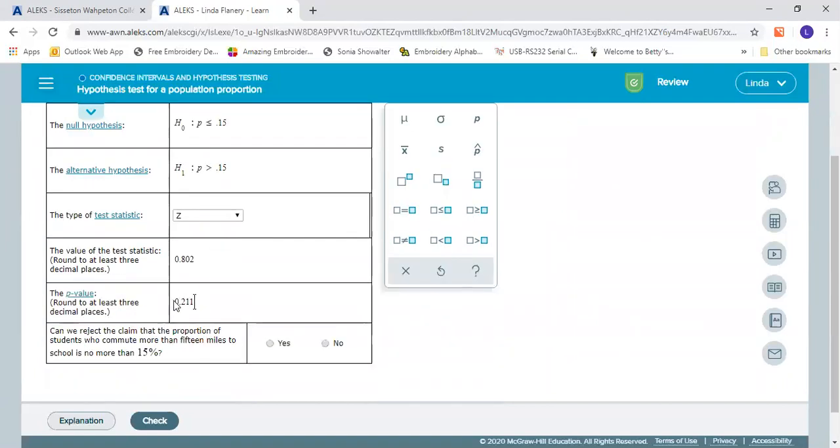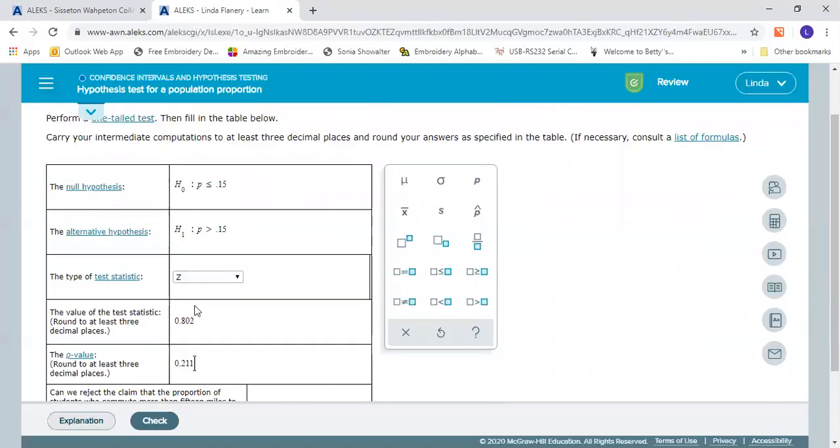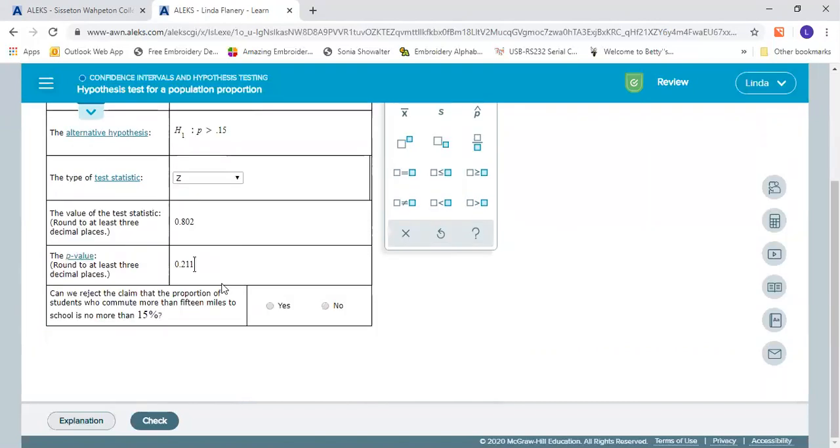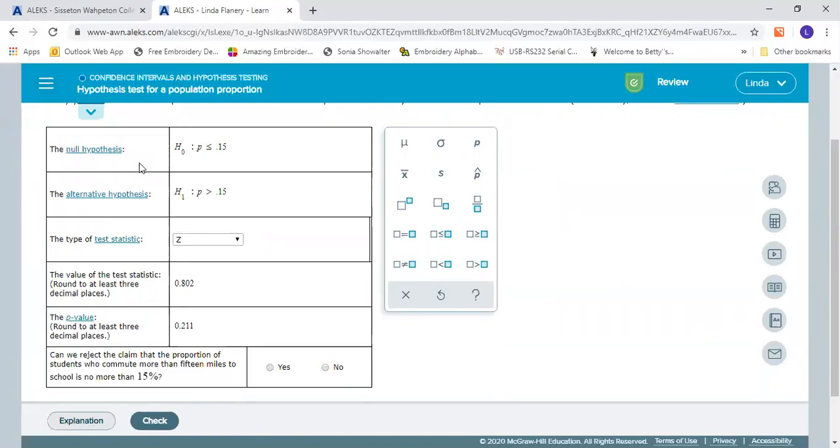Since 0.211 is greater than 0.05, I have to accept the null hypothesis. So I am going to say that it is less than or equal to 15%. It's not more than 15%. Can we reject the claim that the proportion of students who commute more than 15 minutes is no more than 15%? No, we can't reject that claim because we're accepting the null hypothesis that it is less than or equal to 15%.